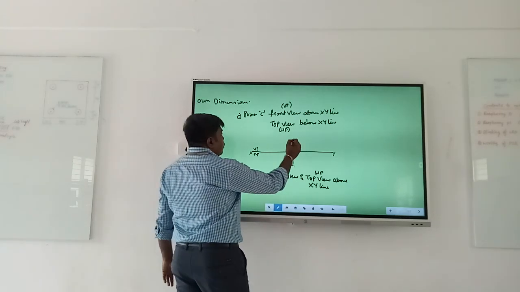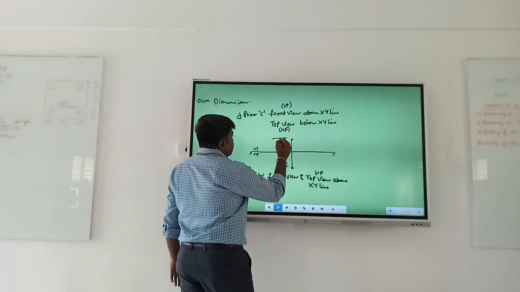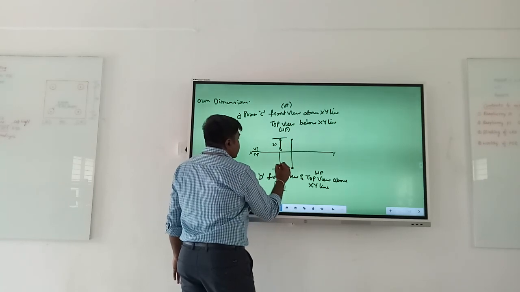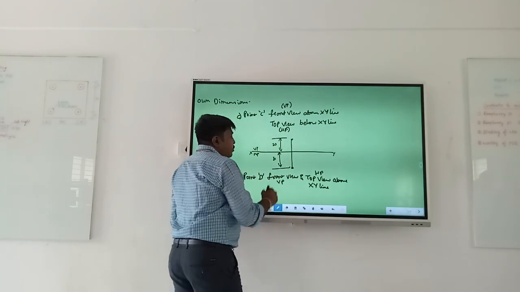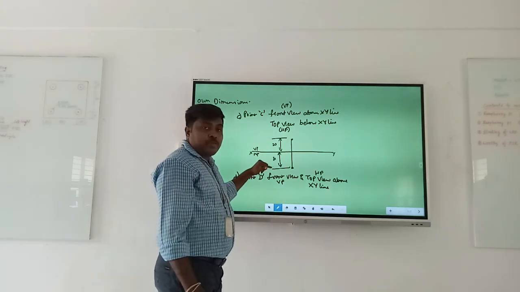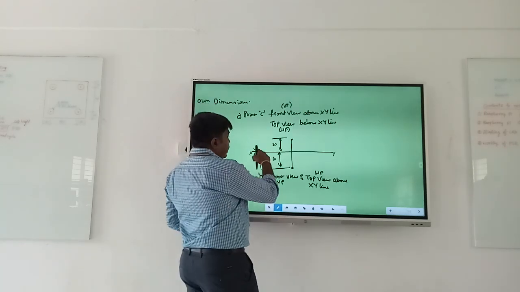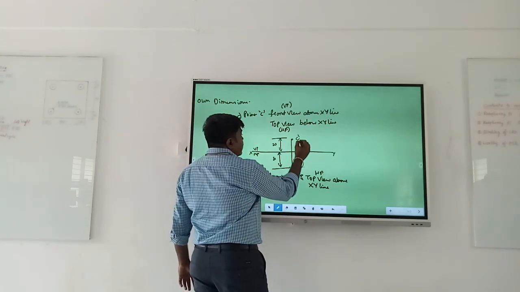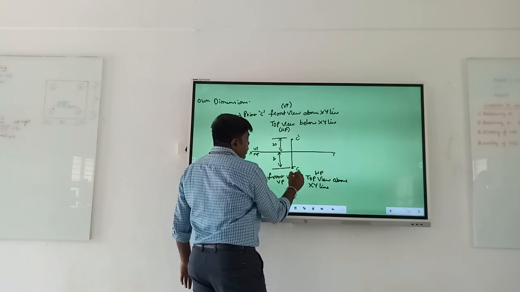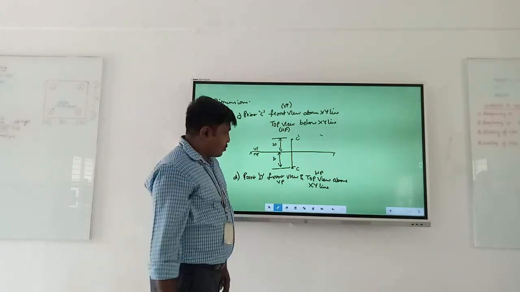So here also put one point above the line, put one more point below the line, and show the dimensions, say this is 20 and this is 30. Here you have to be careful with the dash and without dash, because VP is above the line, HP is below the line. VP and HP both are in different places. So VP is above the line, so this should be named with the dash. HP is below the line, so this should be named without dash. And here you have to write the point C belongs to first quadrant.